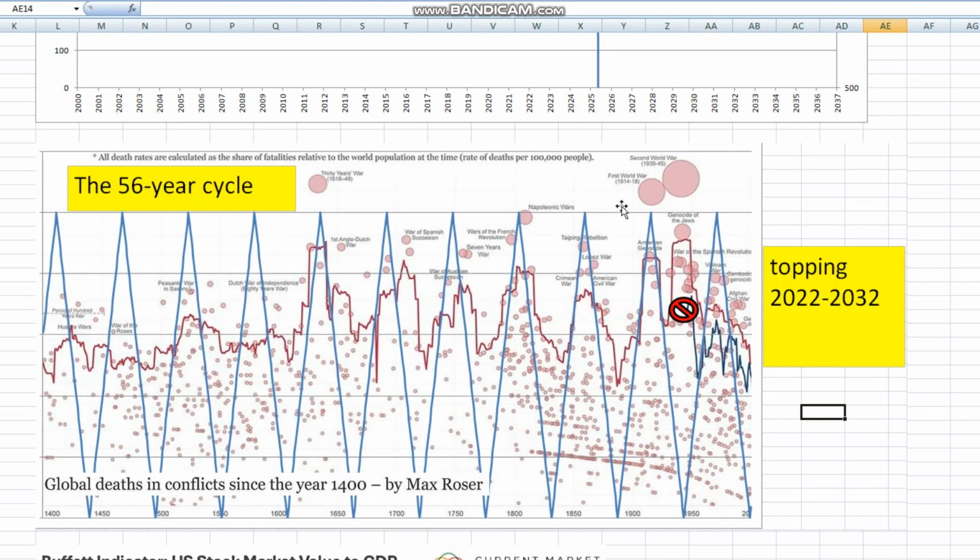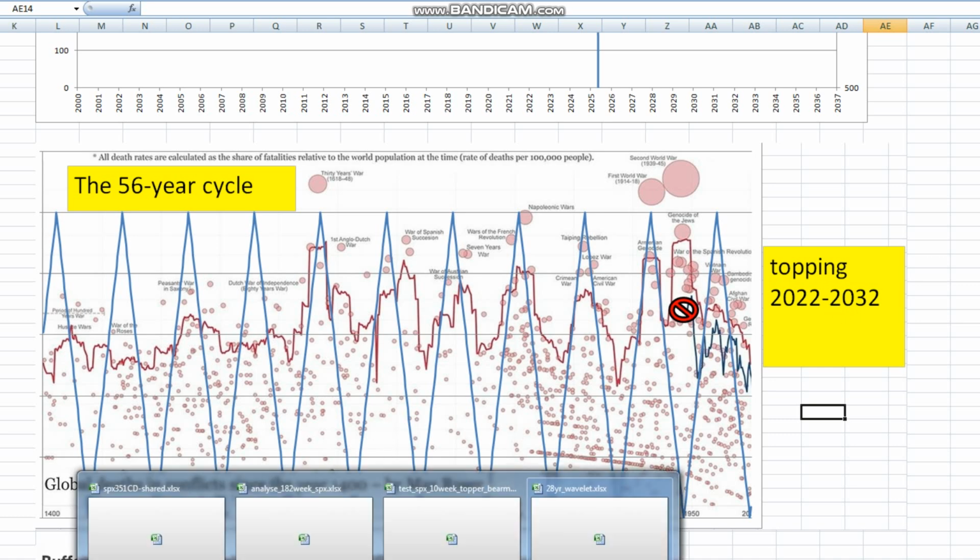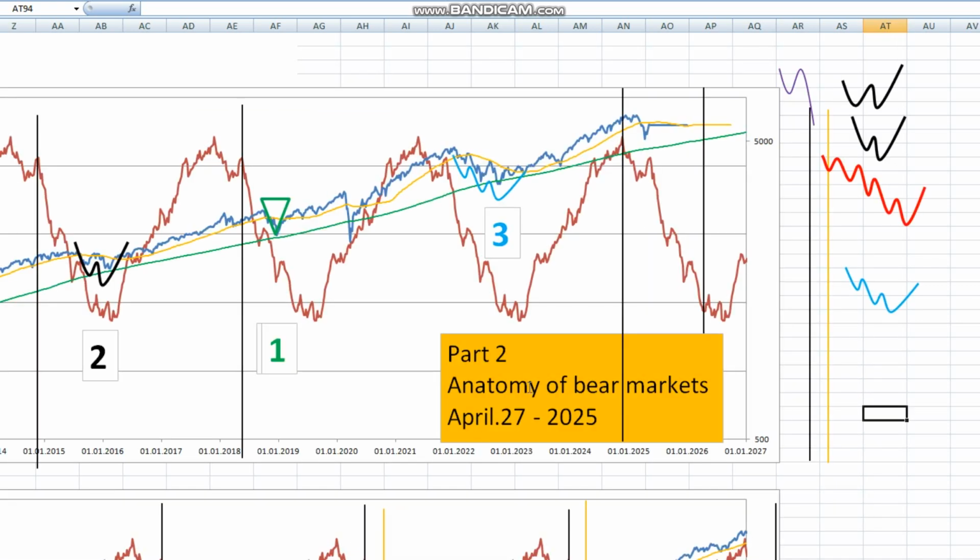Also here we have the 56-year cycle in global deaths in conflicts going back several hundred years. And currently we are in such a war cycle top, for the next 7 years or so. Also, we have a very important cycle of 3.5 years here in red. And currently, we see the cycle is now very bearish.